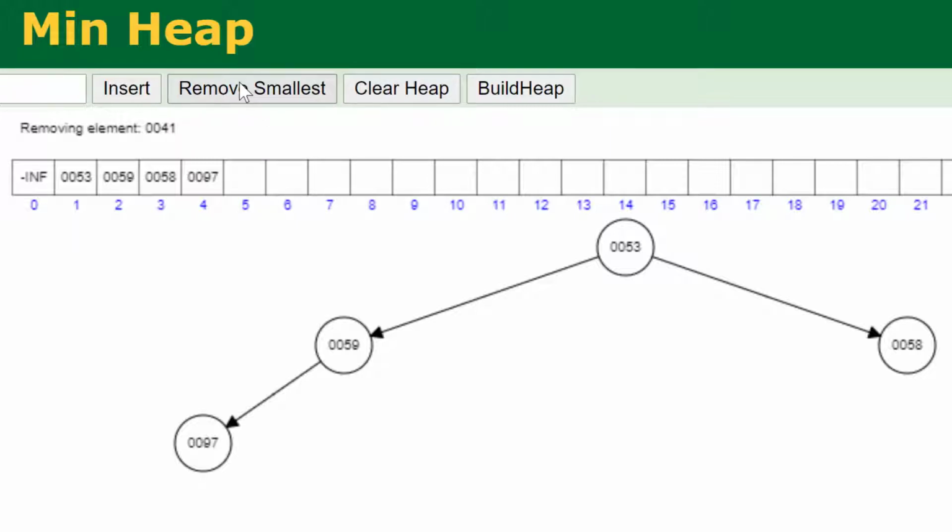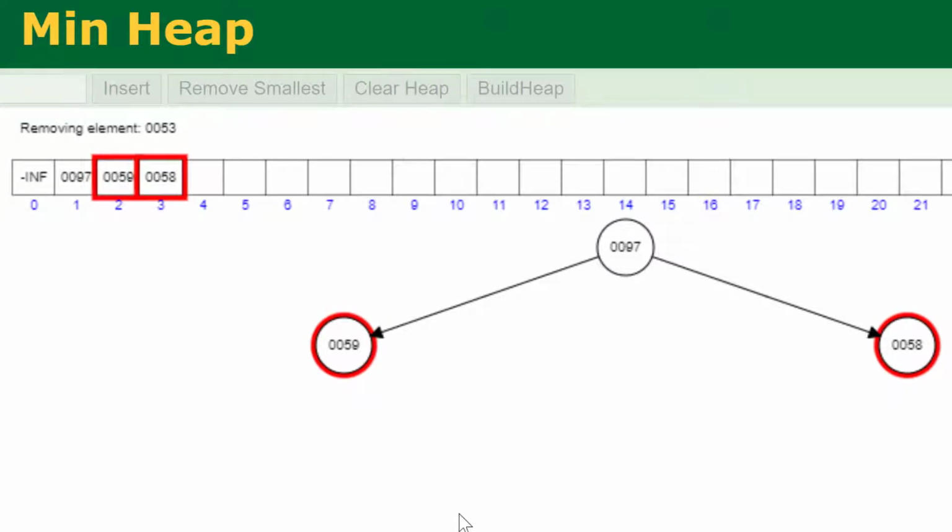Let's do our second one. Same idea. We get rid of 53. Now the only one that's left over is that 97. So that's how we know what to do next. We're going to move that 97 into place. Look at the two kids, see if either of them are less than, which both of them happen to be.